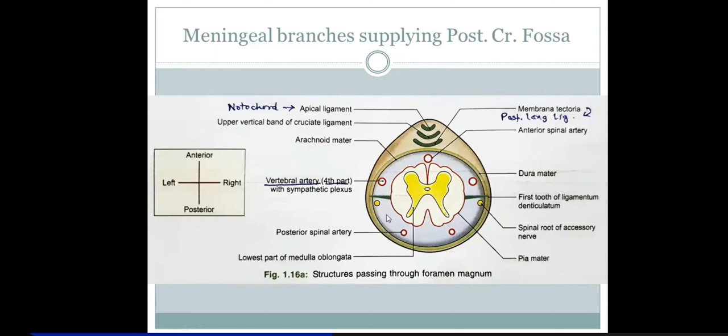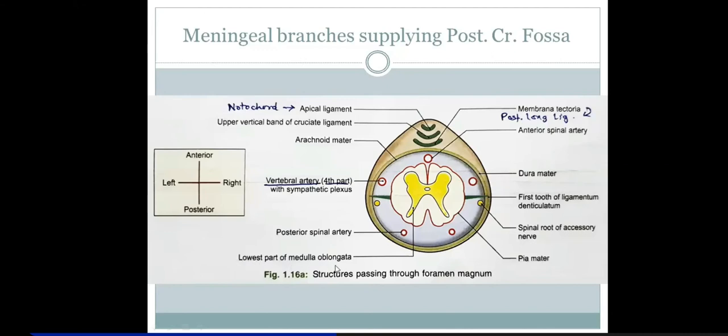You'll find that it is covered by the meninges: the dura mater, then the arachnoid mater, and then the red lining here is the pia mater. Right? So you can see here, it is not spinal cord. Make sure, sometimes if they ask in viva what structure passes through the foramen magnum, you will not say spinal cord. The better term is the lower part of the medulla oblongata.